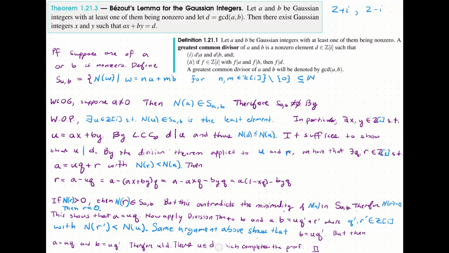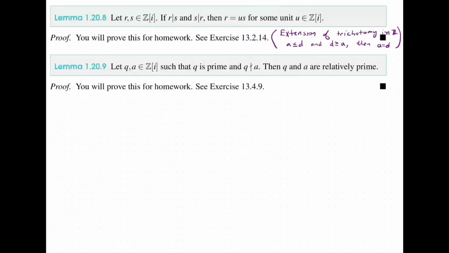And so what we have here is that thus there exists a unit v in the Gaussian integers such that u times v is equal to d. And here we're using this result from last time, that if r divides s and s divides r, then we know that there is some unit u in the Gaussian integers such that r is equal to u times s.